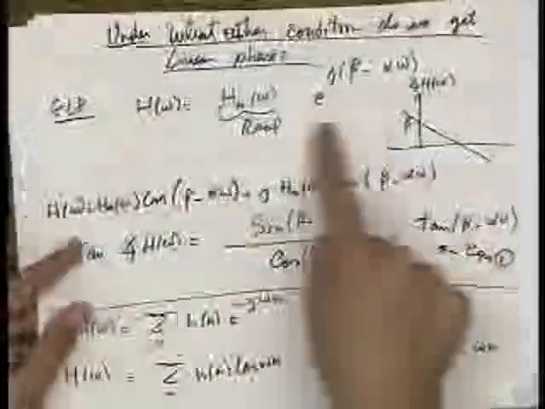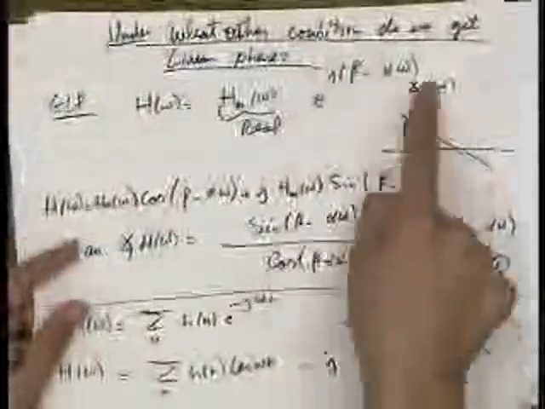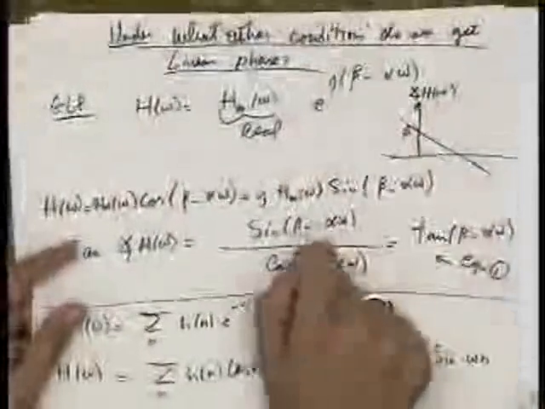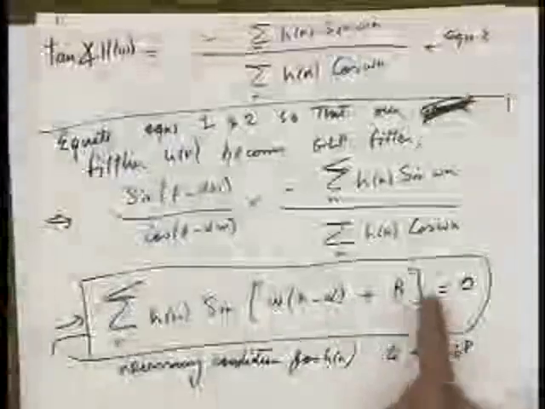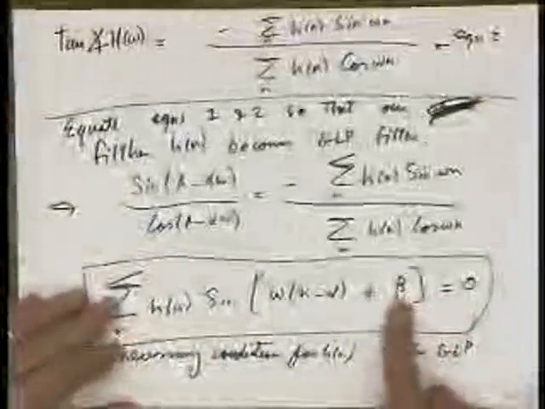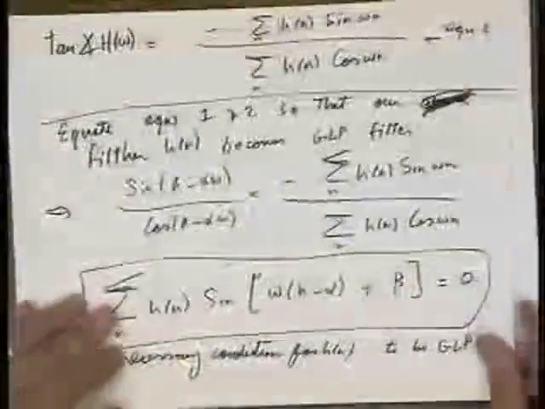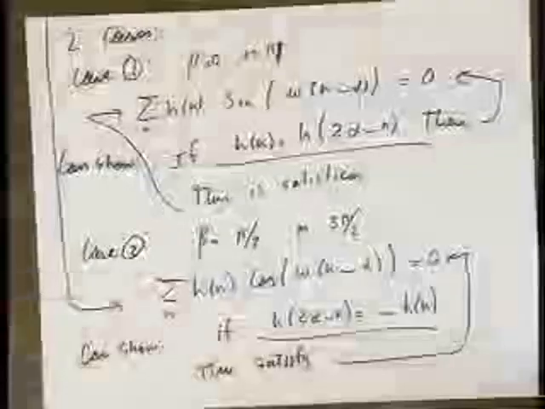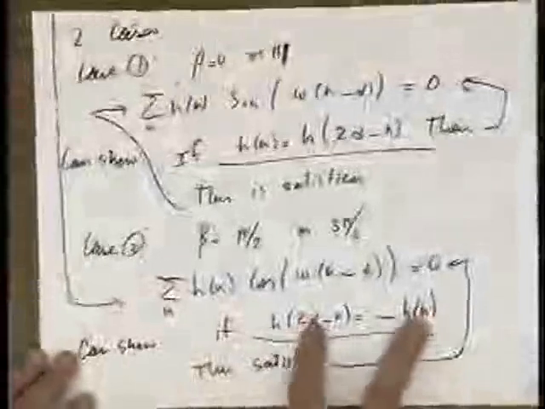And we considered two cases of it. Beta, if you recall, if this is the form of our generalized linear phase, is where this line, the angle of H of omega, intersects the vertical axis. So we came up with this equation, and it's still difficult to know under what conditions you get linear phase. And the answer was, if beta is pi over 2 or 3 pi over 2, then an anti-symmetric condition like this will make the filter linear phase.